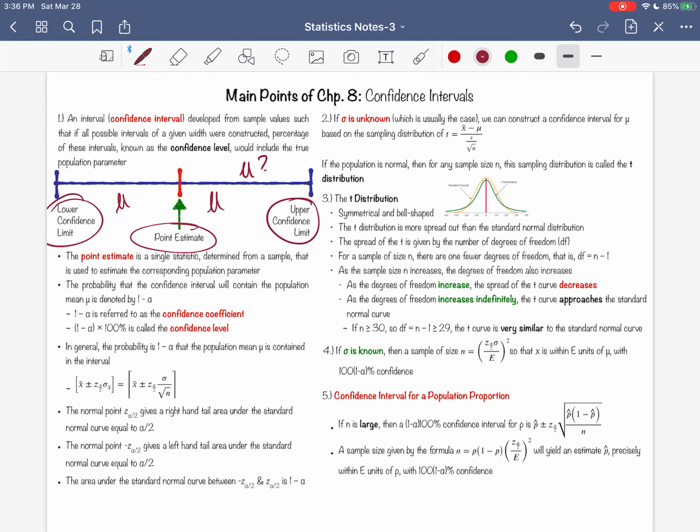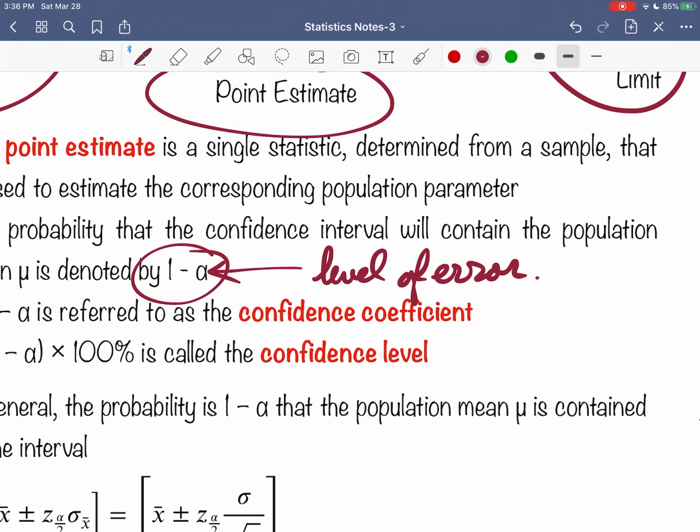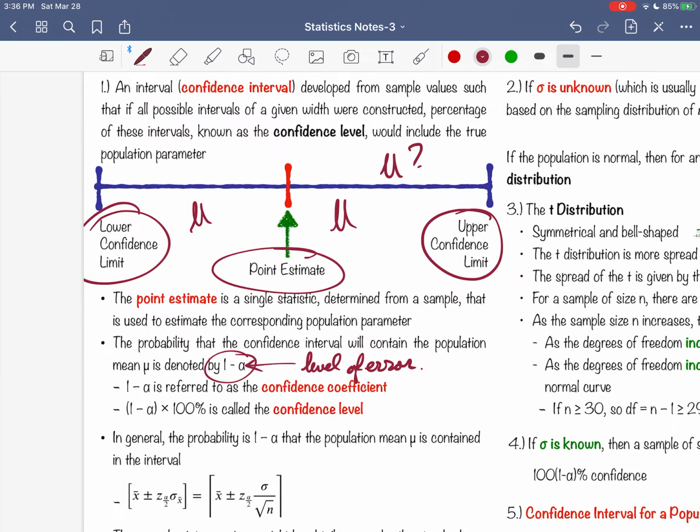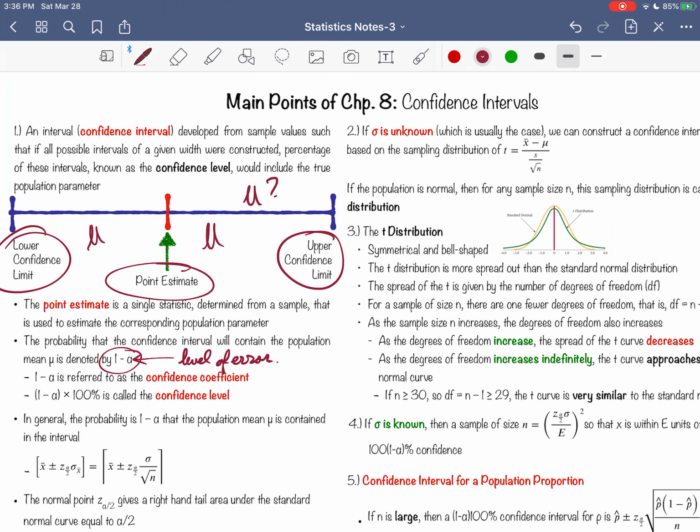Okay? So the probability that the confidence interval will contain the population mean is denoted by 1 minus alpha. I know we've talked about alpha before. Essentially, it's a level of error that you're okay living with. There's always going to be a little bit of mistake that you accept.